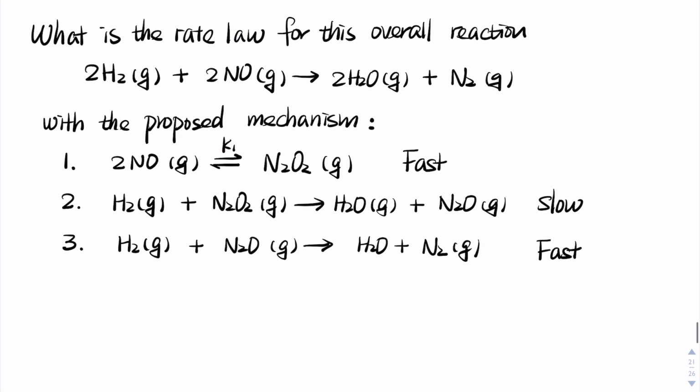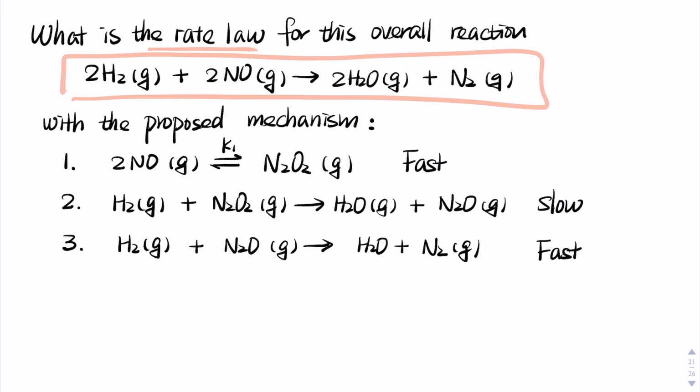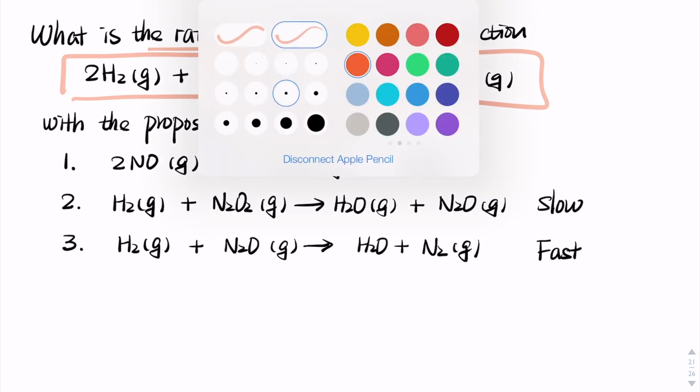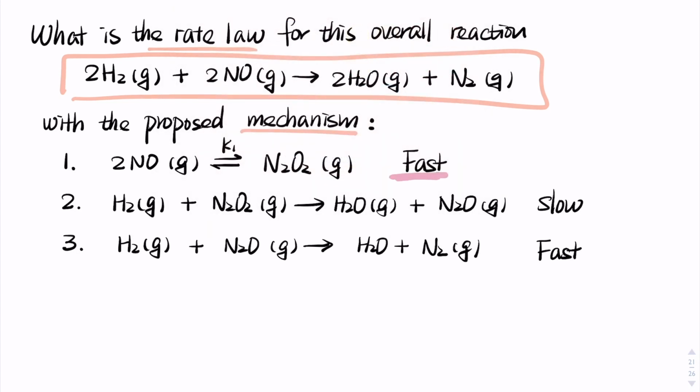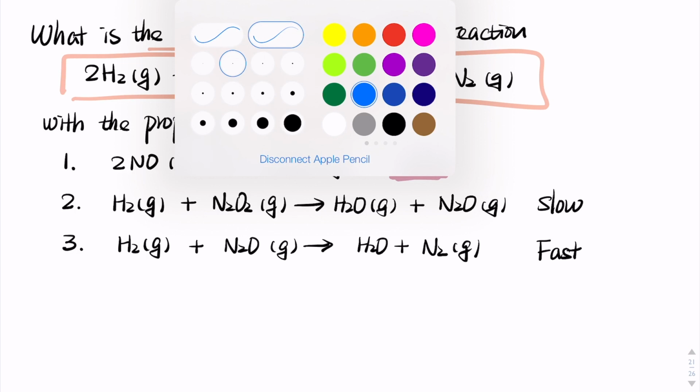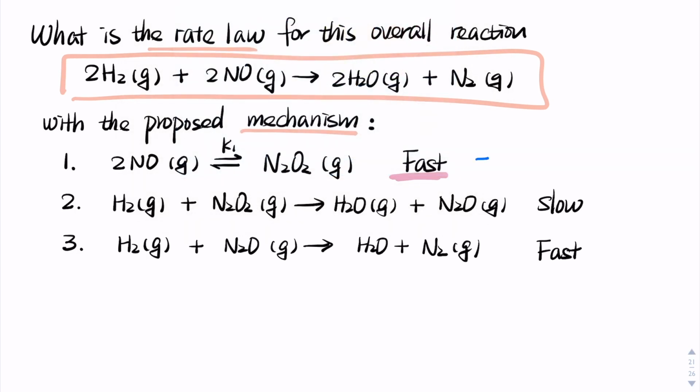Of course, there is the other situation. Now let's read this question. Again, it asks you to write down the rate law for this overall reaction. That's the overall reaction, and with the proposed mechanism as follows, you have 3 steps. The first step is, unfortunately, a fast step. It's a sad face, right? It's sad, but it's not impossible. We could totally deal with it.